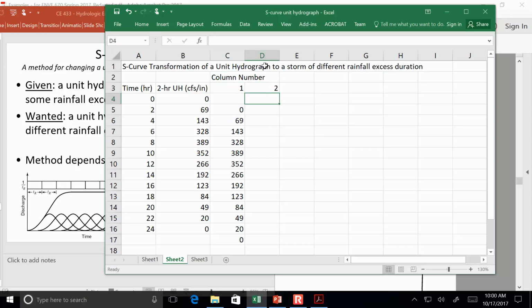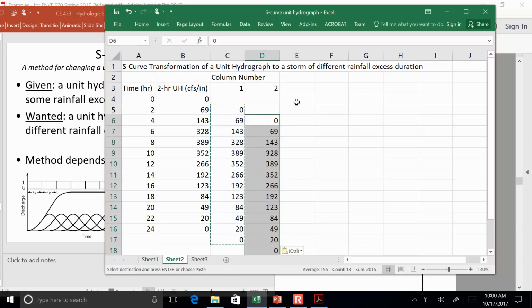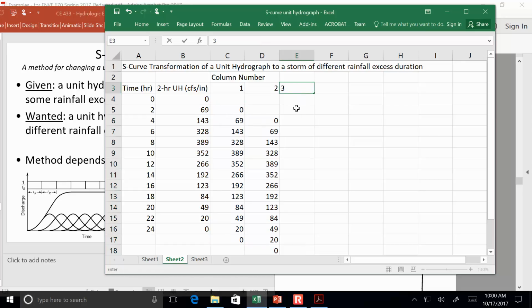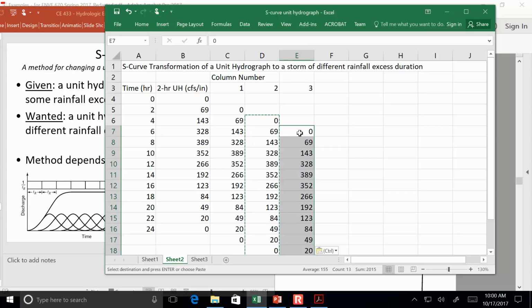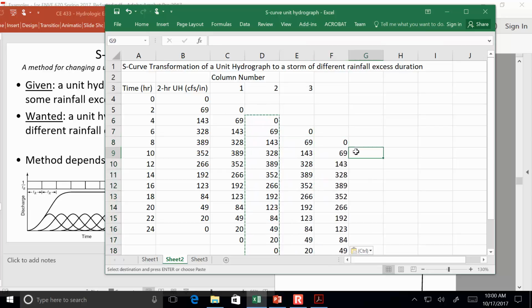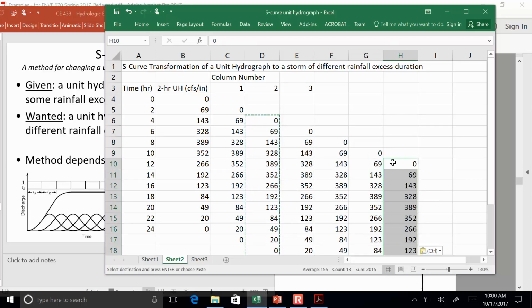And then in the second column, I'm going to do the same thing. I need to lag it by 2 hours to cause this third overlapping hydrograph. I guess you probably have an idea of where this is headed. For the third one, I'm going to lag it for another 2 hours, and again, and again, and again. And in fact, we need to do this quite a few times.